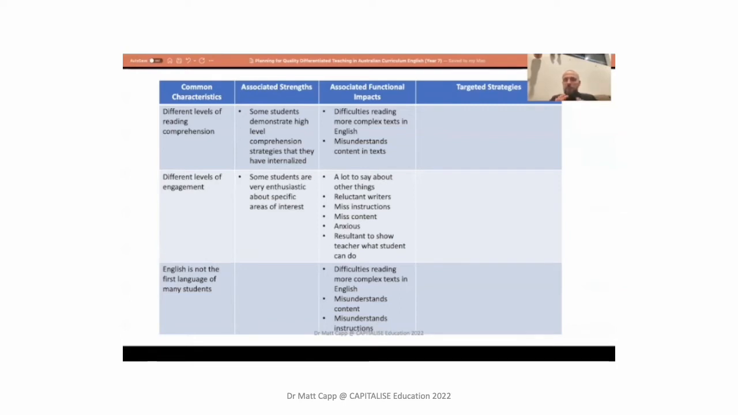Notice, rather than identifying all these different things we need to focus on, when we look at our strengths and functional impacts, there's actually a lot of crossover. So rather than focusing on 30 different things in my classroom, I've identified the essential strengths of my students and the essential functional impacts that we're going to focus on, and thinking about taking our strategies and targeting them to those.